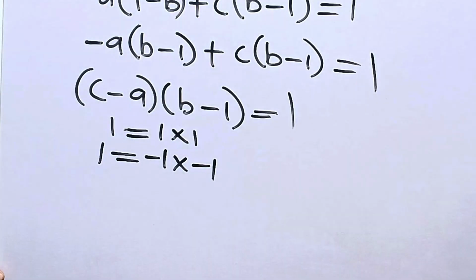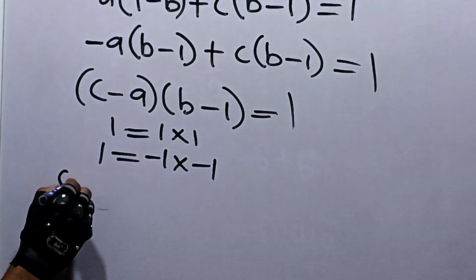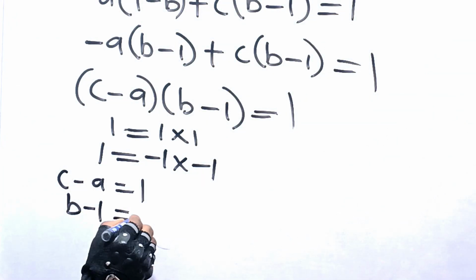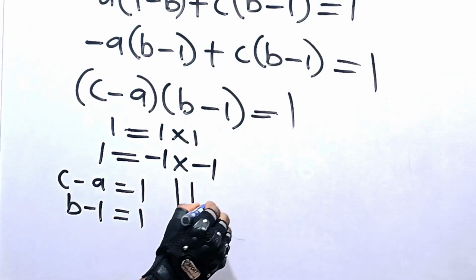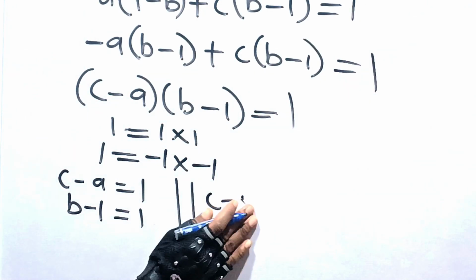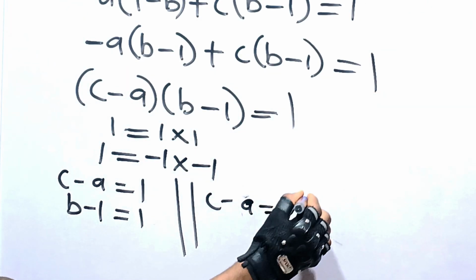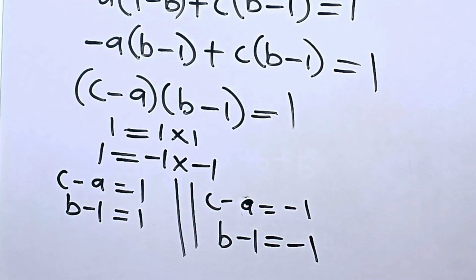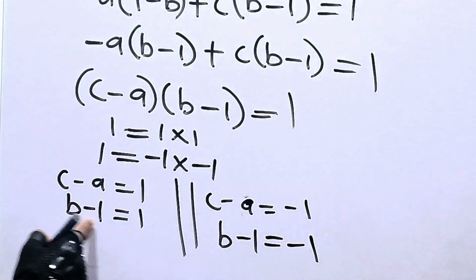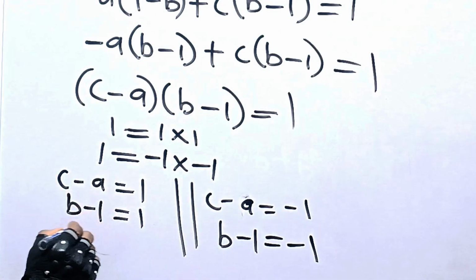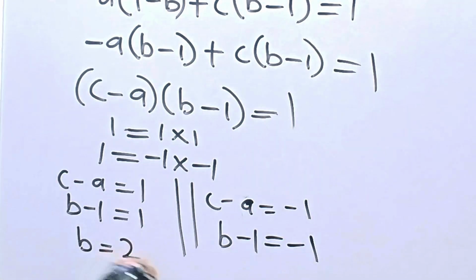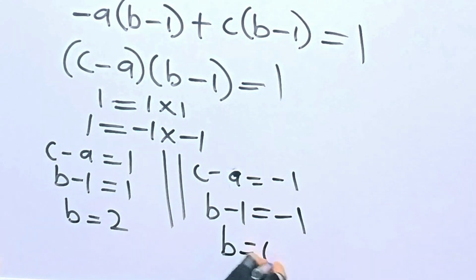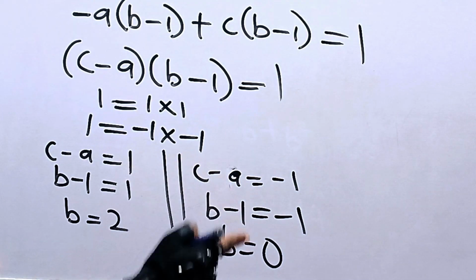Now, where do you go from here? We can now say that either C minus A is equal to 1 and B minus 1 is equal to 1, or C minus A is equal to negative 1 and B minus 1 is equal to negative 1. From the second equation here, we have that B is equal to 2, and for this side, we have that B is equal to 0. So it's either B is equal to 2 or B is equal to 0.